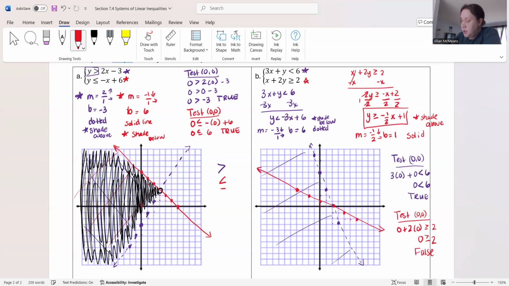So since the origin is right here and we know it is not going to satisfy this second inequality, we cannot shade the region that contains the origin 0, 0. We have to shade the opposite side. So we want to shade on top of this line. Okay, so let's think about where this shading is going to overlap. We want to see where the purple and red dashes overlap each other.